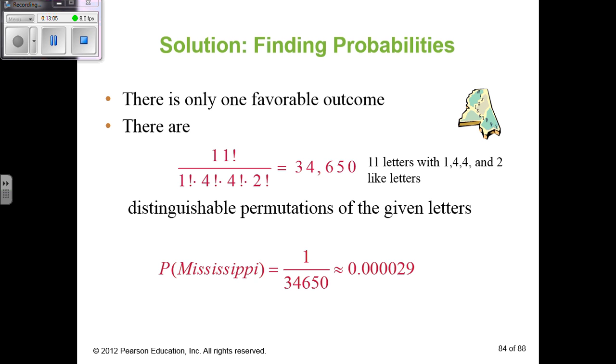Of those, exactly 1 actually looks like M-I-S-S-I-S-S-I-P-P-I. So 1 out of 34,650 is approximately 0.000029.